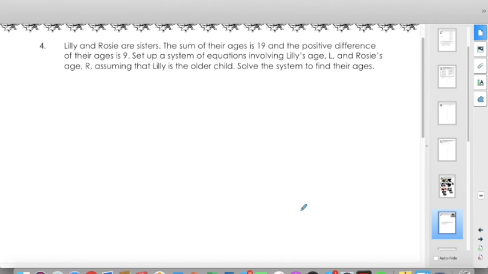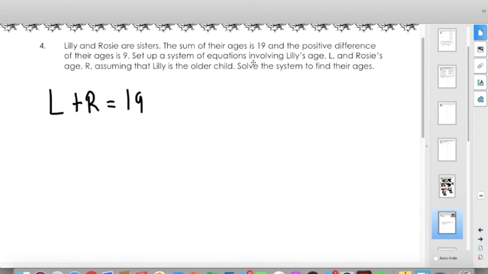You'll like this one. This one's nice and easy. Lily and Rosie are sisters. The sum of their ages is 19. That is such a nice setup. Let's let L be for Lily. The sum of their ages is 19. Let R be Rosie. And again, the sum of these two is 19. Sweet. And the positive difference of their ages is 9. The positive difference, what does that mean?